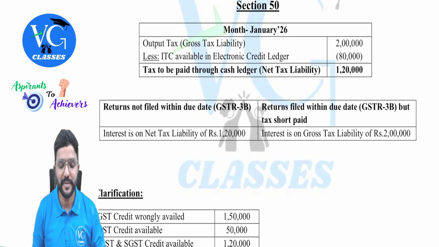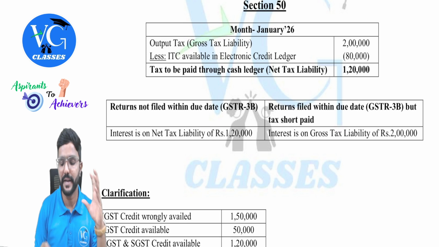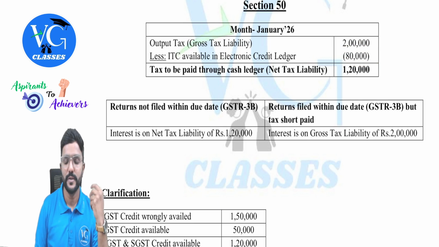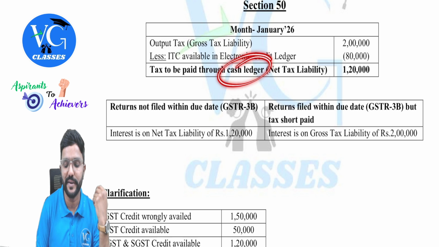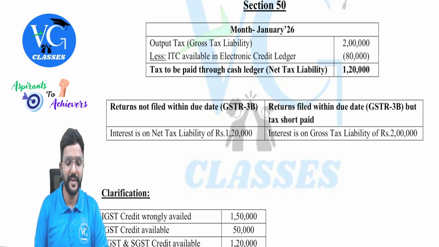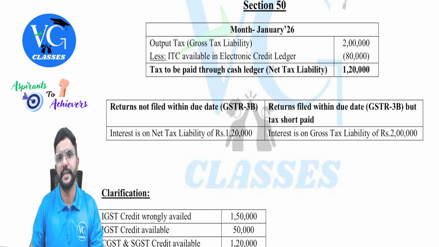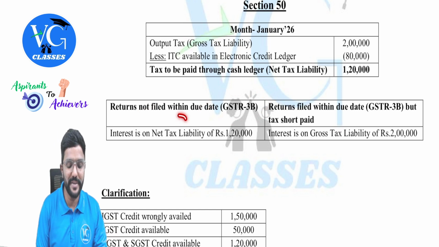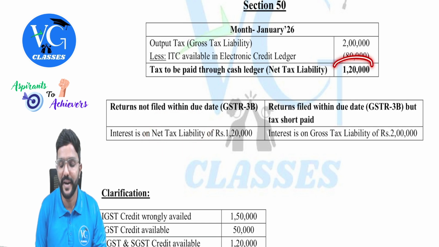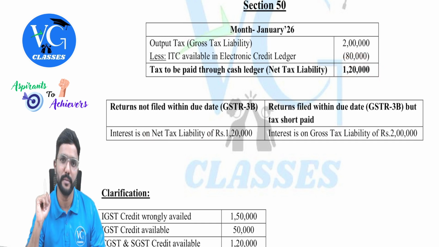Assume, guys, for the month of Jan 2026, my output tax liability is 2 lakh and I have a credit ledger balance of 80,000. So how much has to be paid through electronic cash ledger, which we call net tax liability, is 1,20,000. Now, check whether return is filed within the due date or not. If return is not filed within the due date, means there is a delay in payment of tax due to delay in filing the returns. In that case, interest will be charged on the net tax liability. That is the amount to be paid through cash ledger. On 1,20,000, interest would be levied, guys, at 18% per annum.